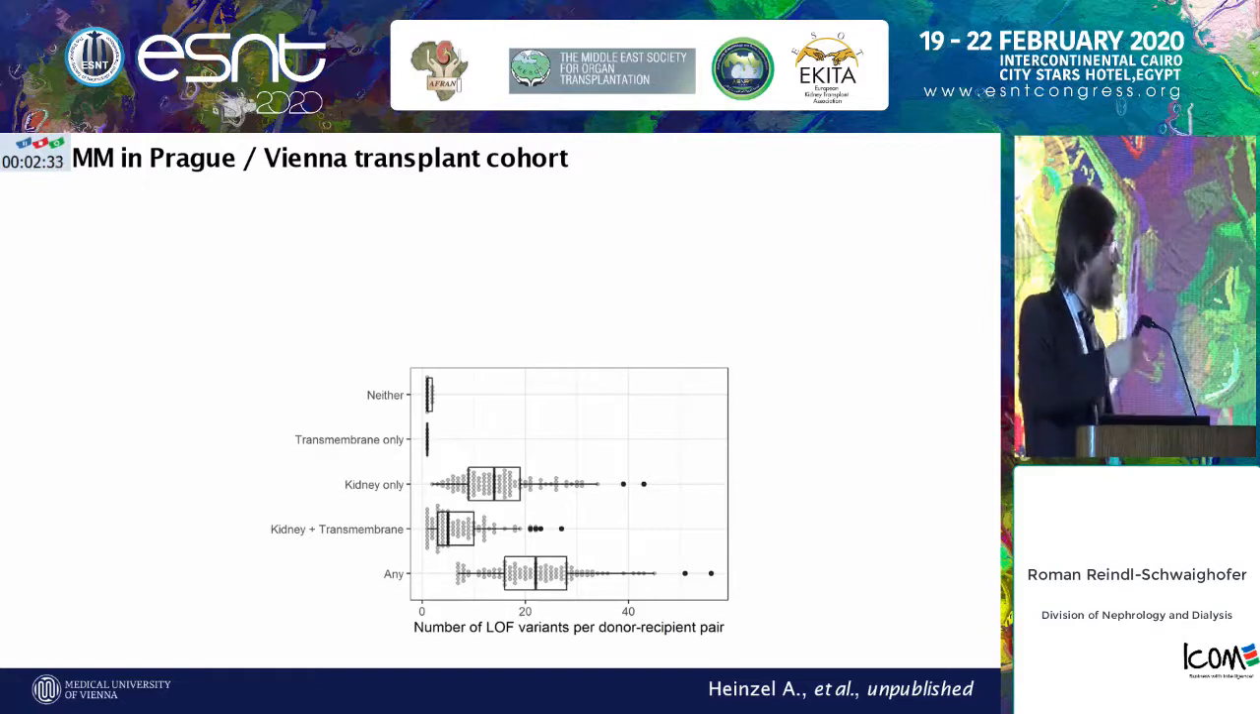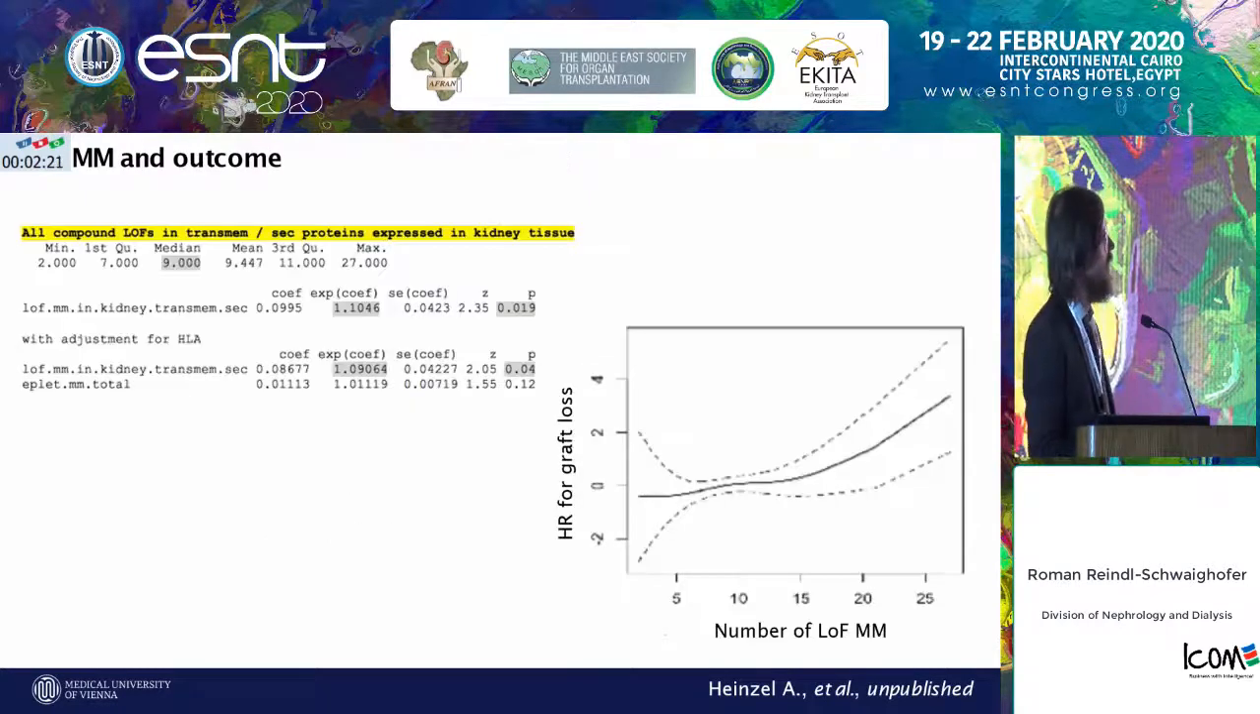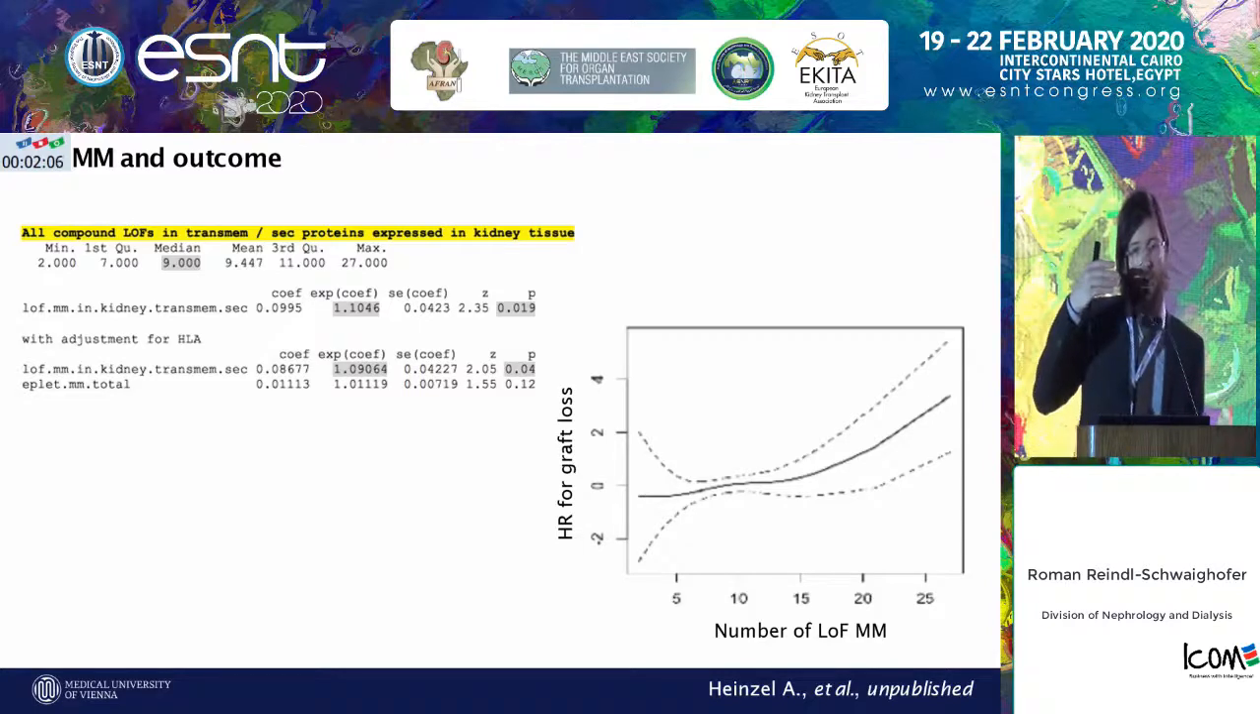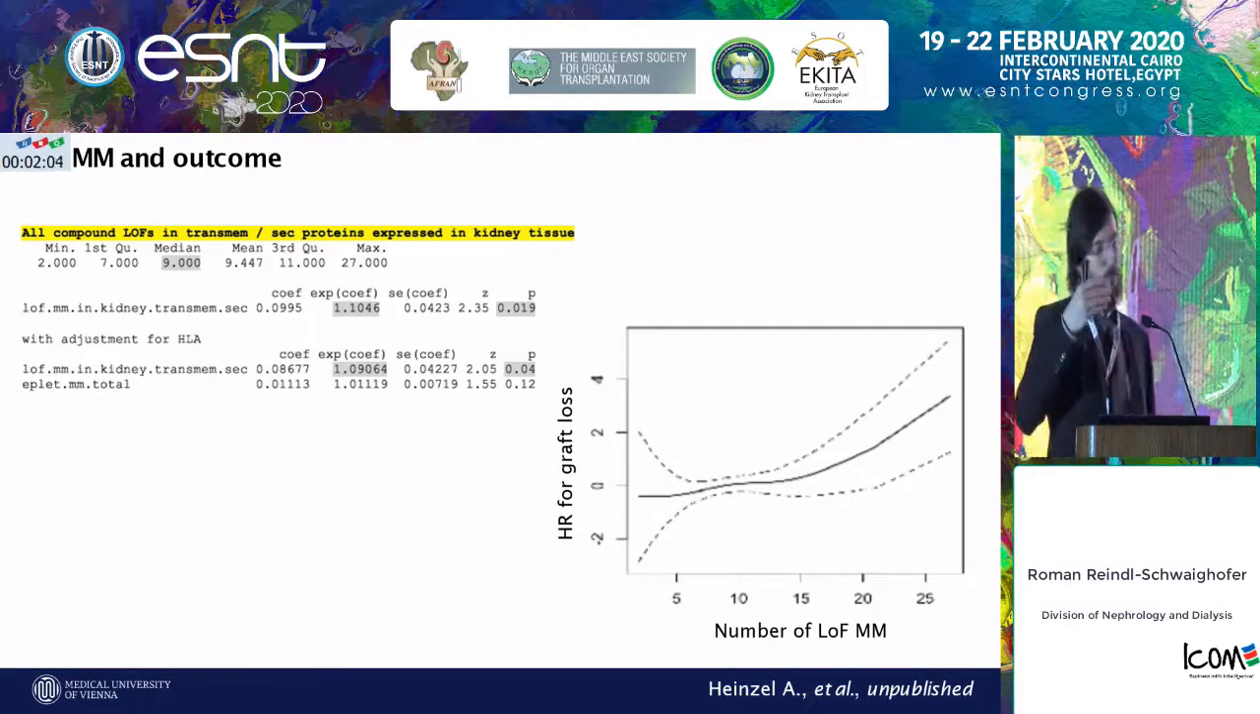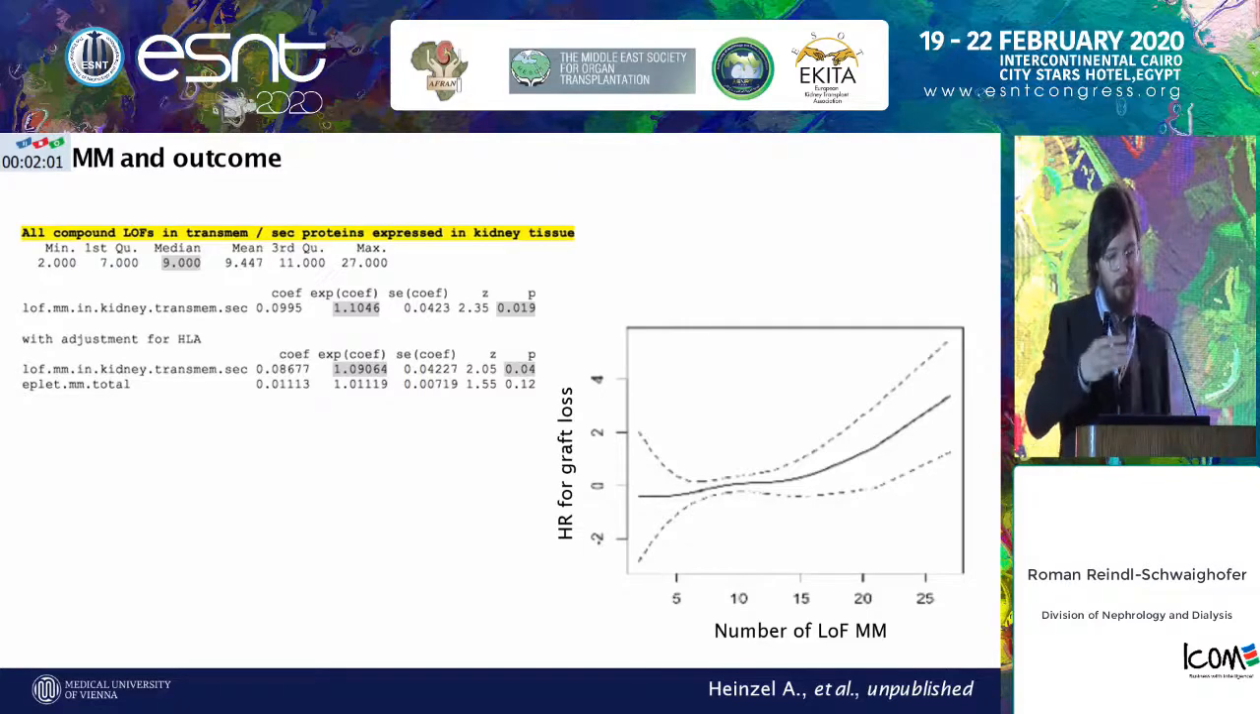We again quantified the number of LOF variants, depending on whether you only look at transmembrane proteins, kidney-expressed proteins, or the combination of kidney and transmembrane as before. And we tested this variable with graft outcome. We could see the more loss of function mismatches in transmembrane and kidney-expressed proteins you had, the worse your long-term graft survival was. So this is something we are working on currently, but this adds to this new concept that non-HLA proteins that are either polymorphic or absent are associated with an alloimmune response.